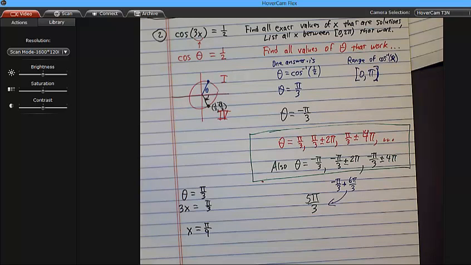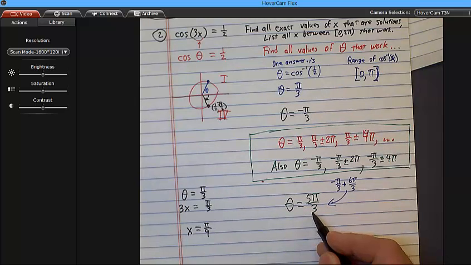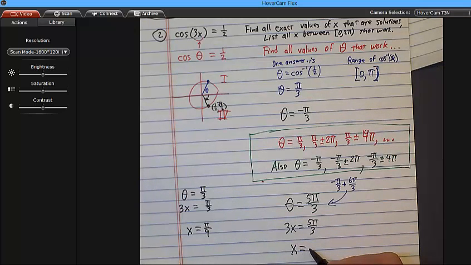Another answer we had was that theta is 5 pi over 3. But that means 3x is 5 pi over 3. And so what does x equal? Help me out. 5 pi over 9, thank you. So there's an answer. You guys with me? What if I told you there's more answers? I hope you're not going to get too annoyed.